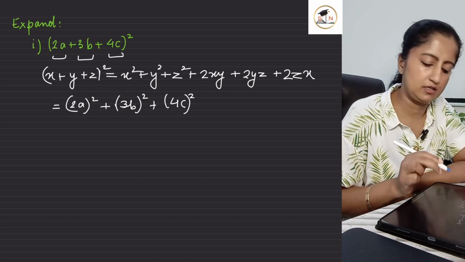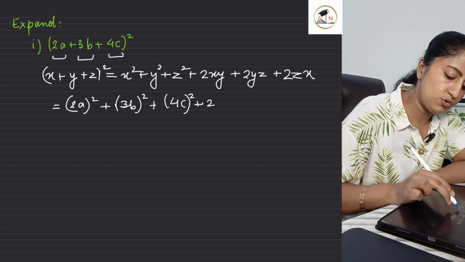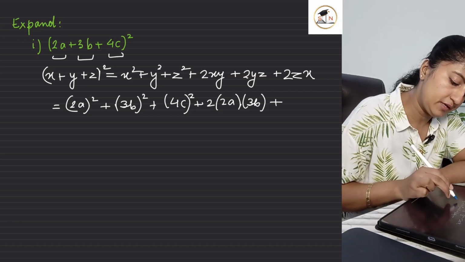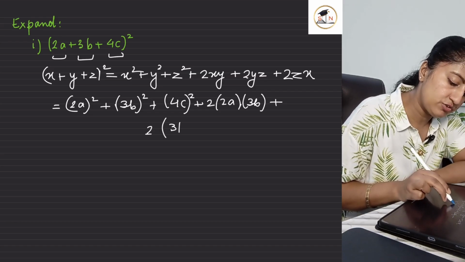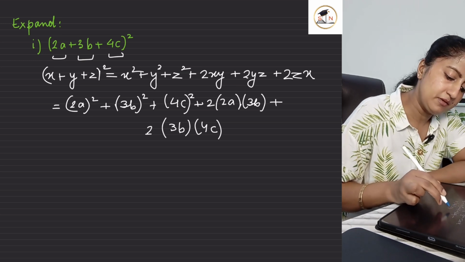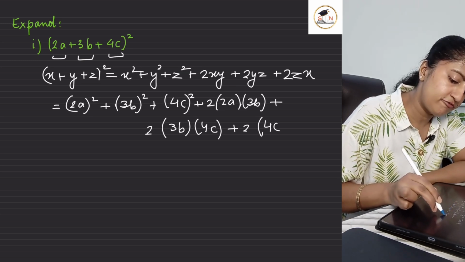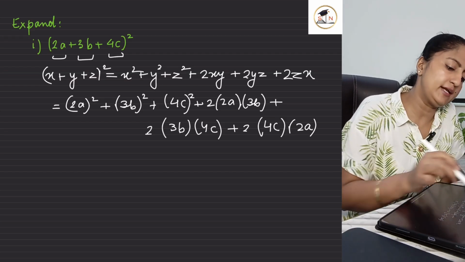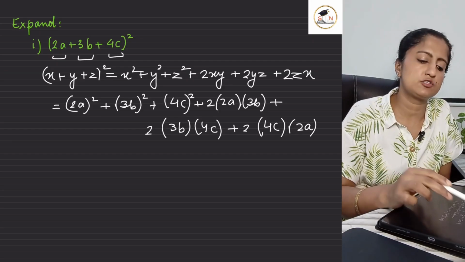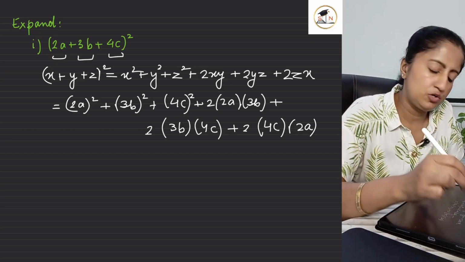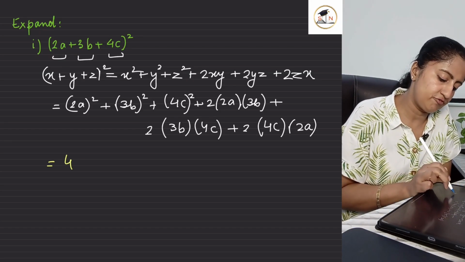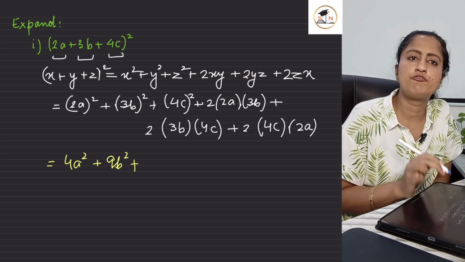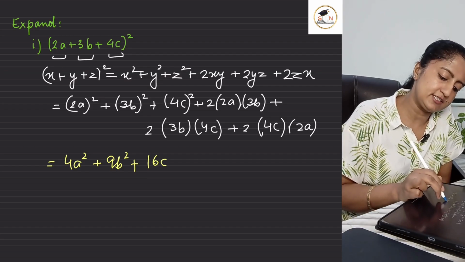These were the three square terms. Then the products. 2 times 2a into 3b plus, I'm writing underneath, 2 times 3b into 4c plus 2 times 4c into 2a, right? So what are we getting now? We have to just expand things over here, right? So what is 2a whole square? That is 4a square. 3b square gives us 9b square, and then 4c square gives us 16c square.